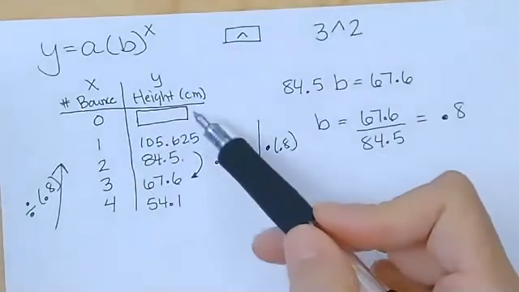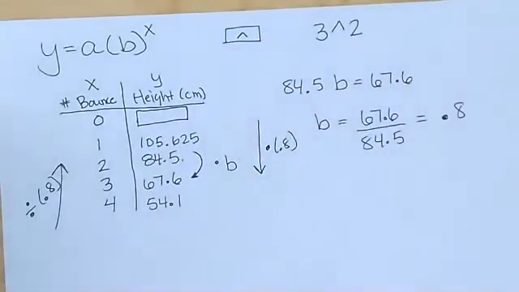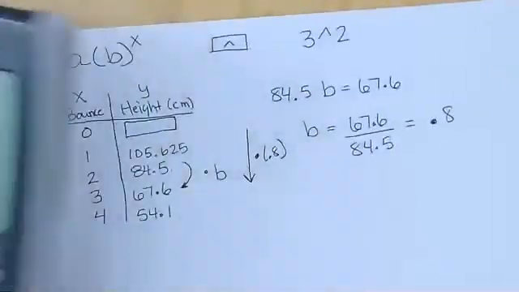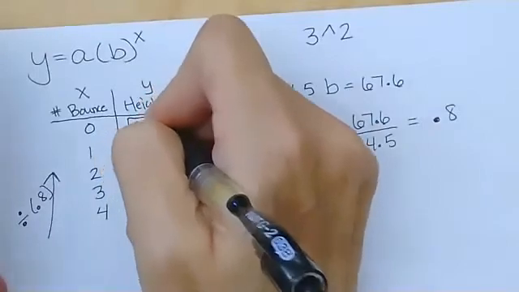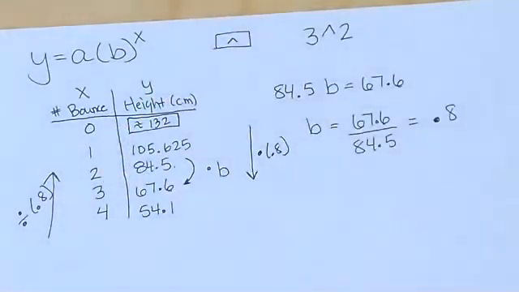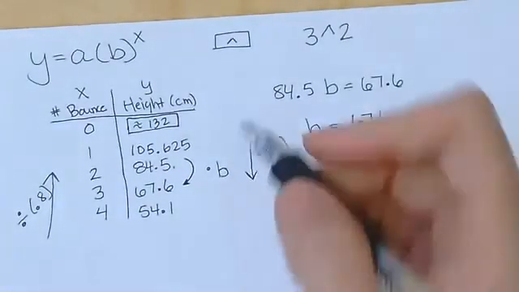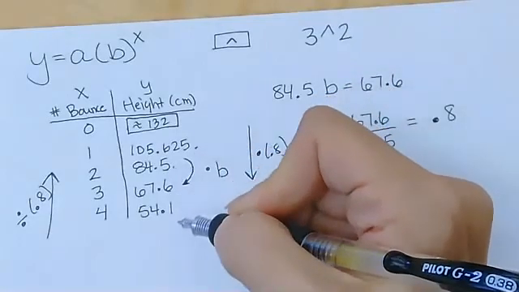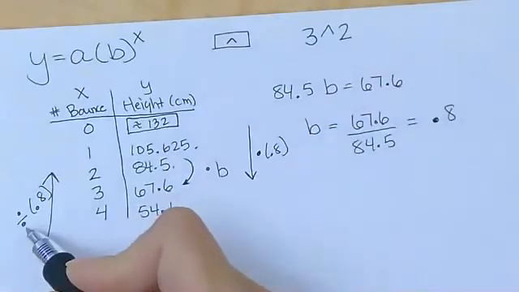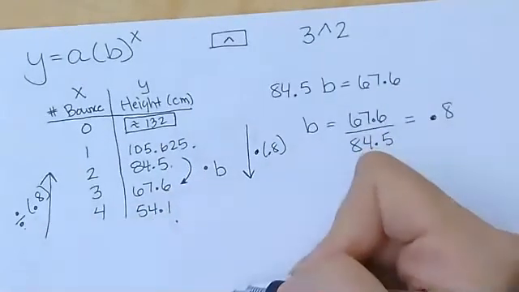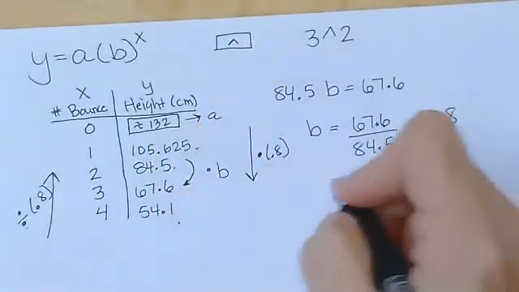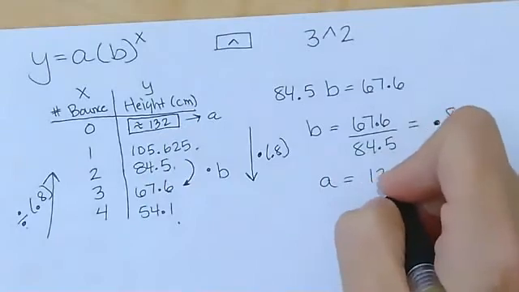And then we got to do it one more time. Okay, so I get 132.03125. I'll just round that to 132. So we started the ball drop at 132 centimeters. And then we multiplied by 0.8 and then multiplied by 0.8, 0.8, 0.8. So to work backwards, you divide by B. To work down the table, you multiply by B. So I now know this value right here is A. So A is about 132.